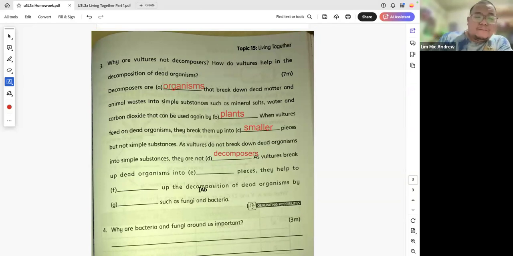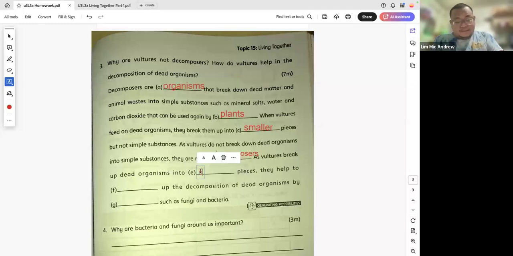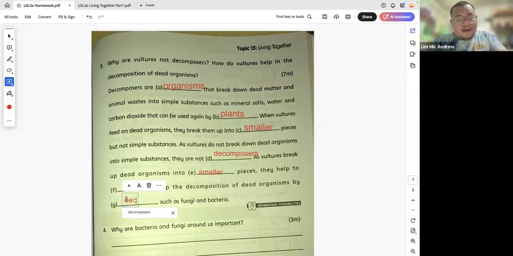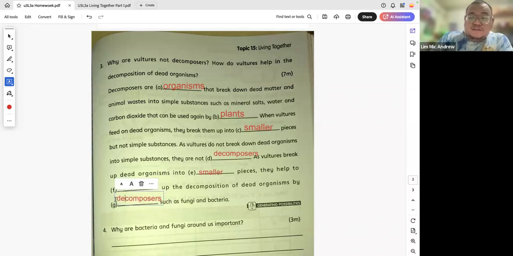All right, so as this animal breaks up the dead organism into smaller pieces, they help to speed up the decomposition of the animal by decomposers known as fungi and bacteria. So this particular animal actually helps to speed up the process, but does not decompose them. Let's say we have a dead cow. The cow is so big, the fungi and bacteria will take some time to decompose it into simple substances. However, with the help of this animal, which breaks up the dead cow's body into smaller pieces, the fungi and bacteria can finish the process very fast.